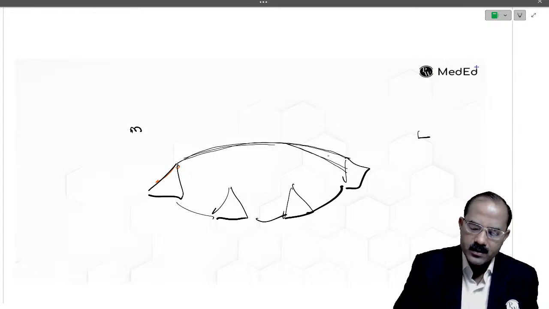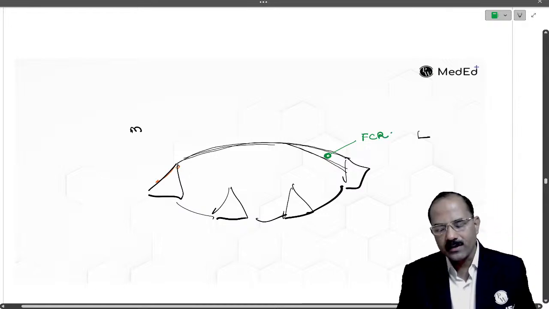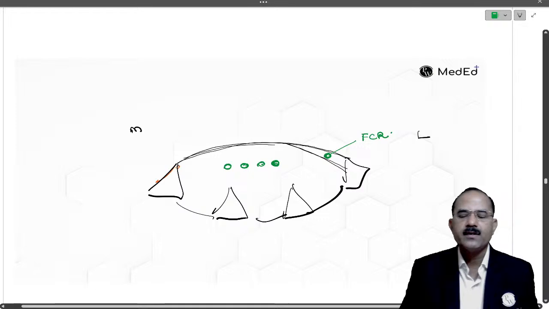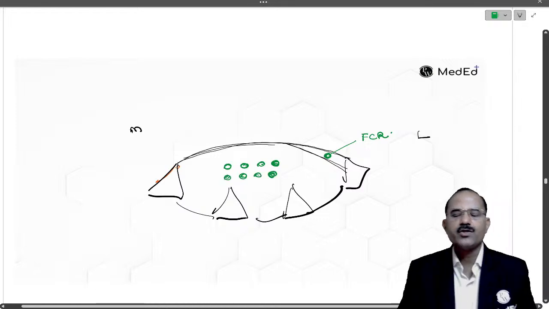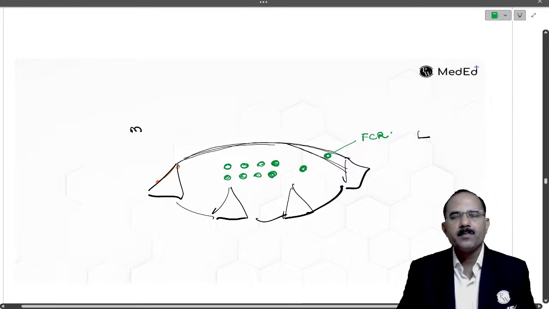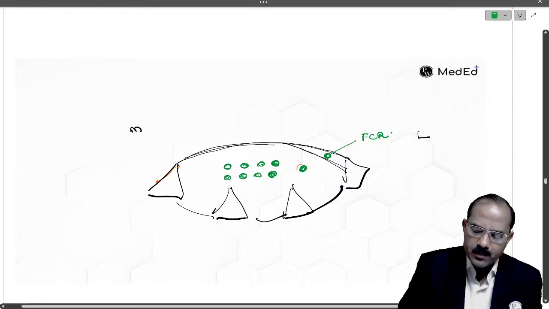Now, what is this structure which passes through the split of the flexor retinaculum? Can anyone tell me this? This is the flexor carpi radialis. These are the 4 tendons of flexor digitorum superficialis. These are the 4 tendons of flexor digitorum profundus. And this is the tendon of flexor pollicis longus. The tendon of flexor pollicis longus is enclosed in a bursa.